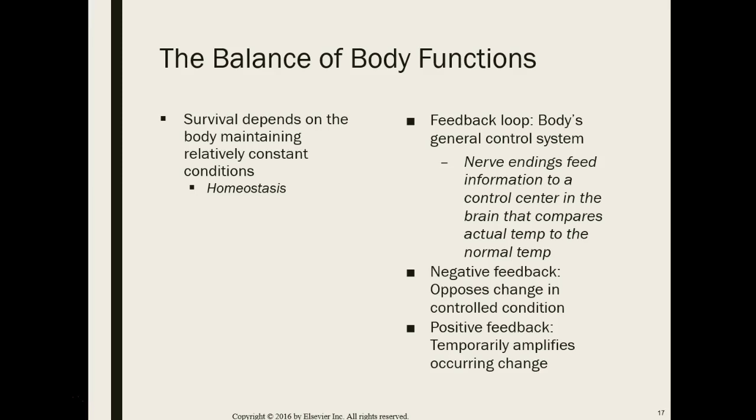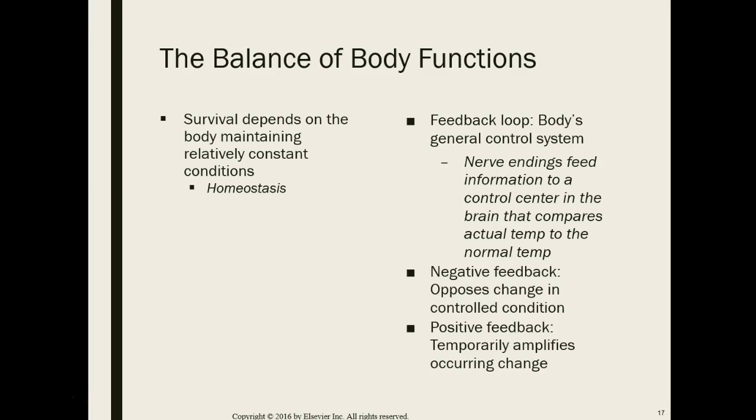So the nerve endings are going to feed information to a control center in the brain that then tells the body that something needs to change. We'll go about making those changes. So there's two different feedback loops here. A negative feedback is going to oppose a change in a controlled condition. So this is the most common one.